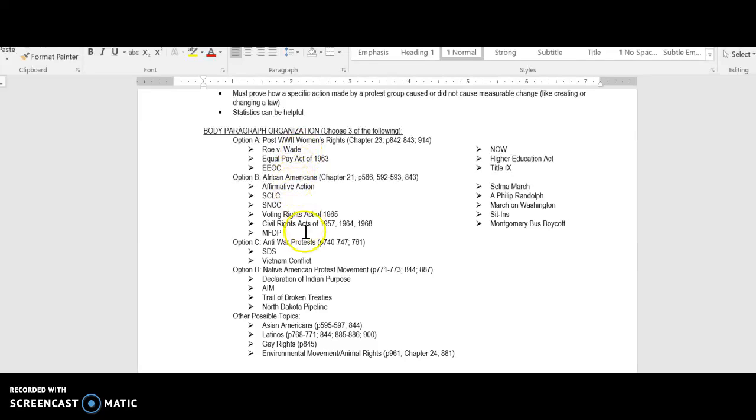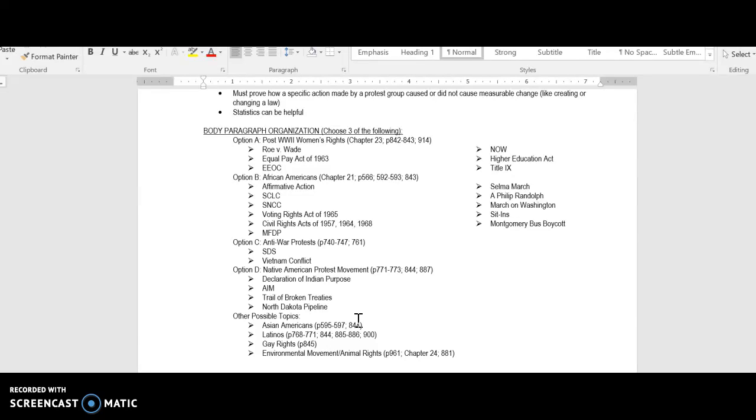You'll notice I have a few, not all, a few of the possible protest groups or movements that you can choose from. And I have some additional information for you, where you can find information on these groups in your textbook, as well as some key terms or words that you could use to look up in the index of a book, or you could do searches on a database using these key terms. Generally speaking, some of these protest movements have had more success than others.